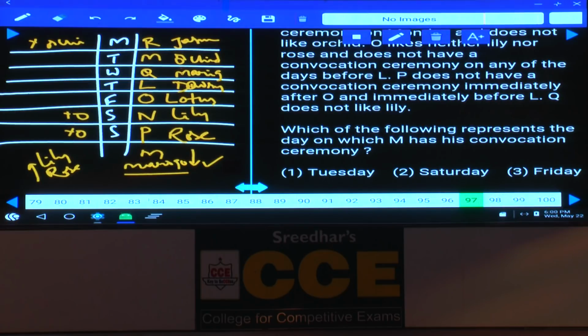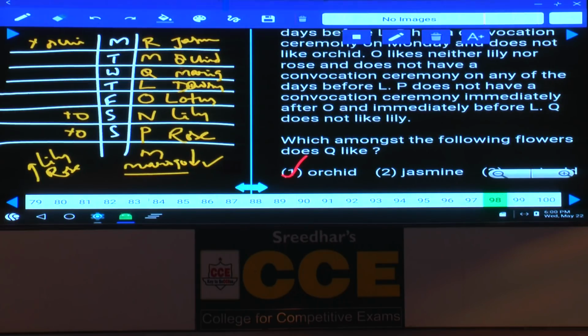M is on Tuesday, choice 1. Then 98. Now in this 98, which among the following flowers does Q like? Q likes Marigold, choice 3. Done? Now with this, exactly 20 minutes was done.